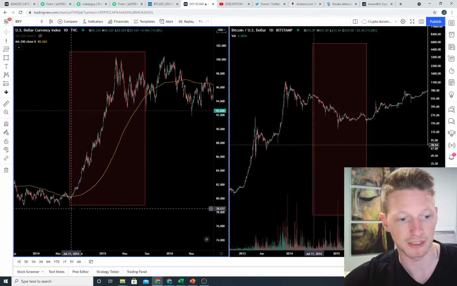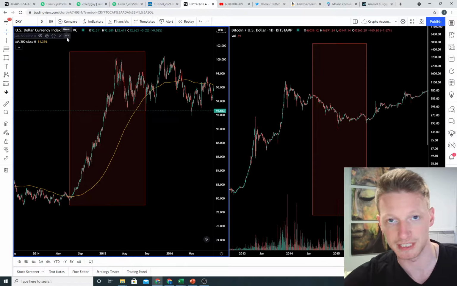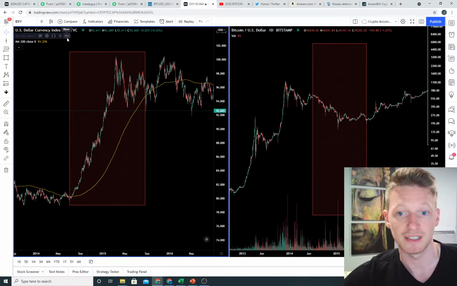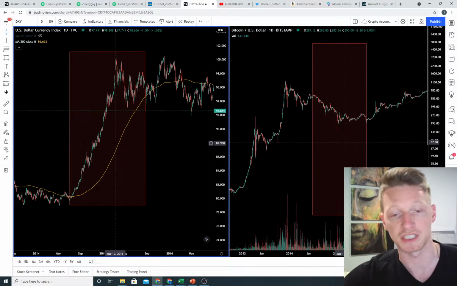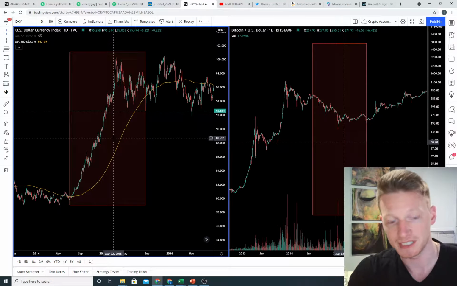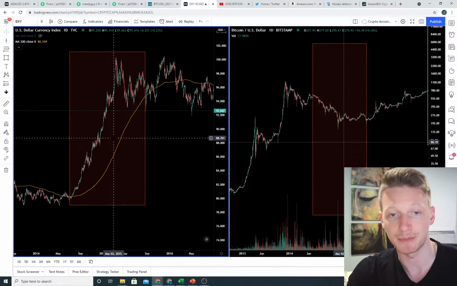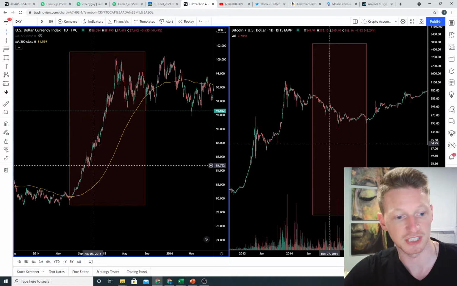Okay, so what we're going to do here is look at the DXY, which is the US dollar currency index, and how it relates to the price of Bitcoin when it's above and below its 200-day moving average. I should also quickly mention that when we say as it relates to Bitcoin, Bitcoin is the market mover. So if something is good for Bitcoin, it's good for all crypto, your altcoins, etc. So let's just jump into it.